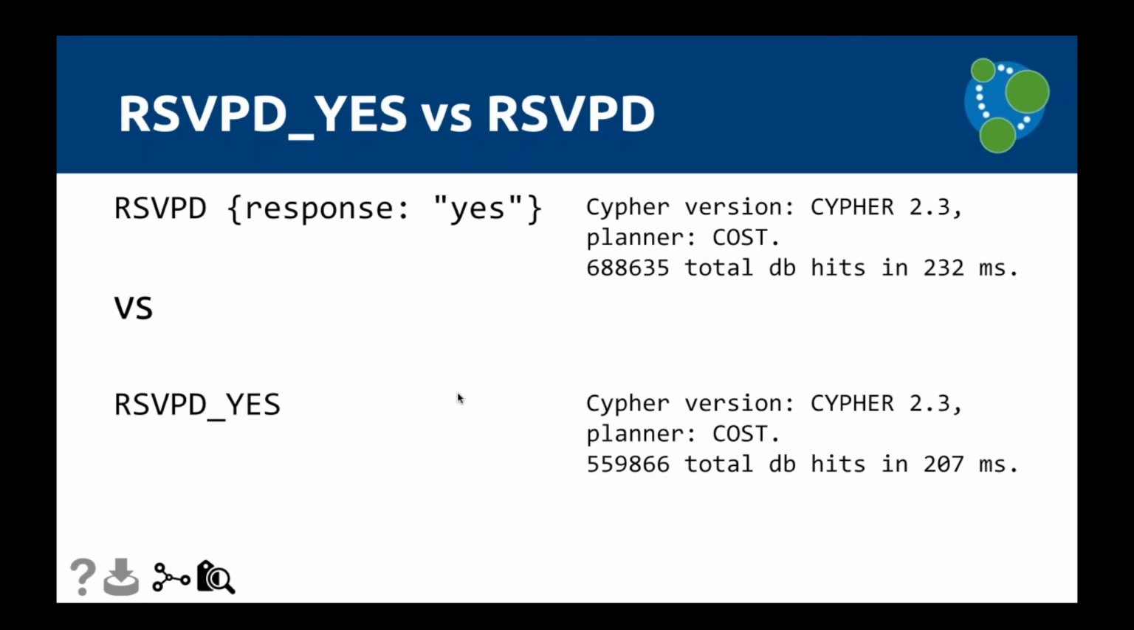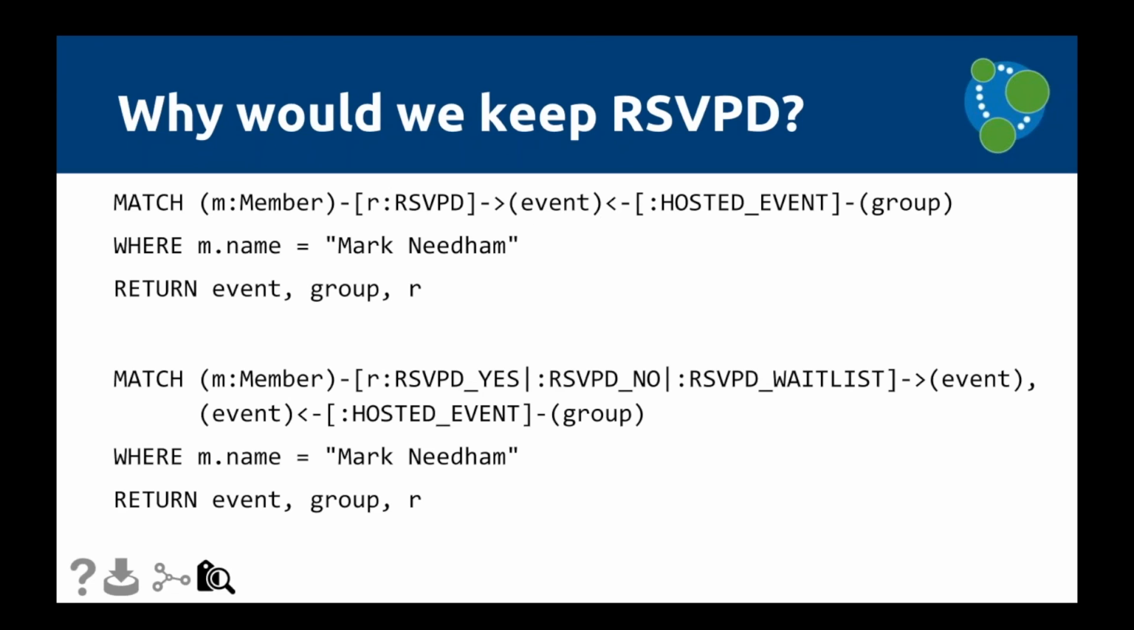Whereas in the first one, we look across all RSVPs, and then we compare the value of the response property and check that it matches yes. So it's a little bit faster, but at least if this is the only query that we're doing, it's probably not worth refactoring. But if we wanted to, there are reasons why each of those models might be preferable. If we're going purely for performance, then we might choose to go for the specific names, even if it only gave us a little bit of a gain.